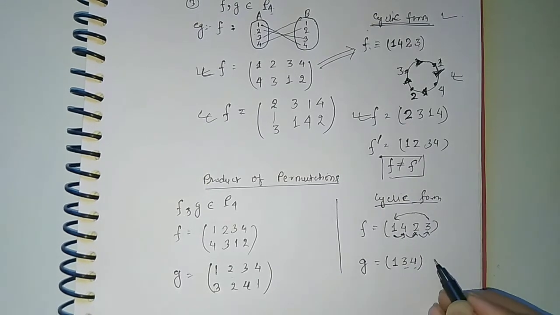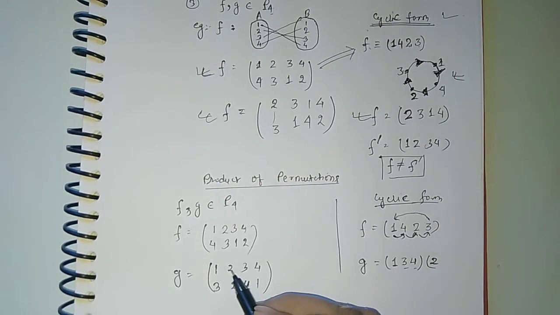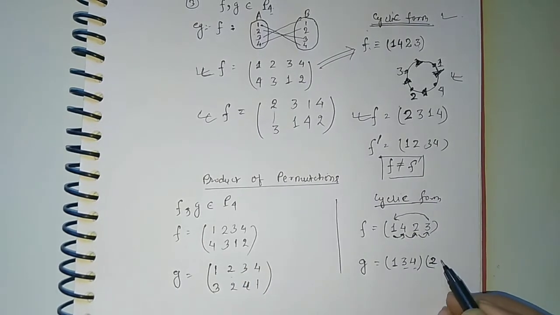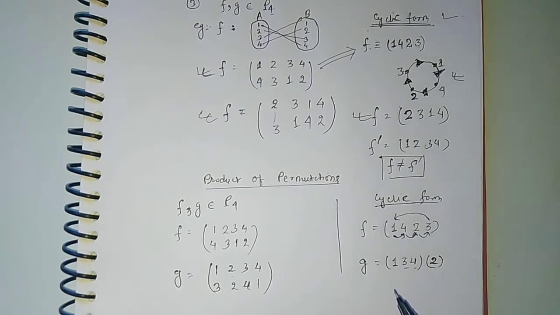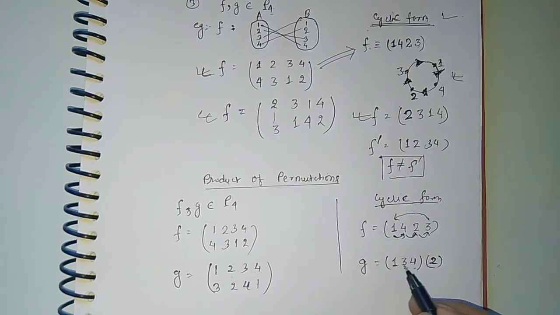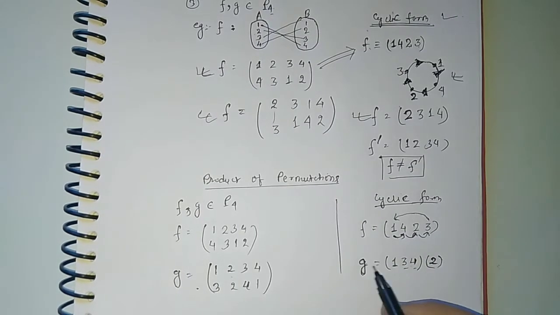Now there is no 2, so write 2. Start another cycle with element 2. Now find the image of 2. Image of 2 is 2, that is, it is self mapped. We cannot write 2 again because 2 is already here, so we close it. See, all the elements are present, so this G is complete. So this permutation can be represented by this cyclic form of G.